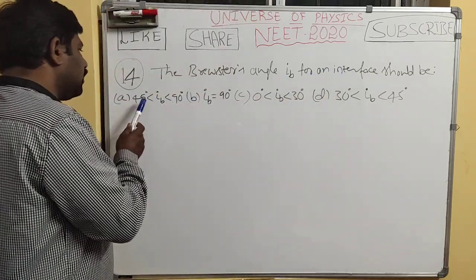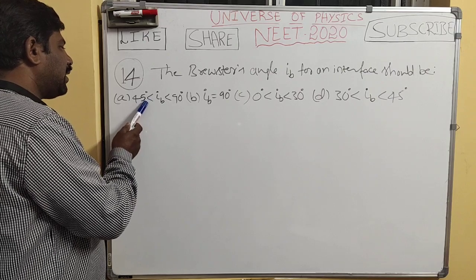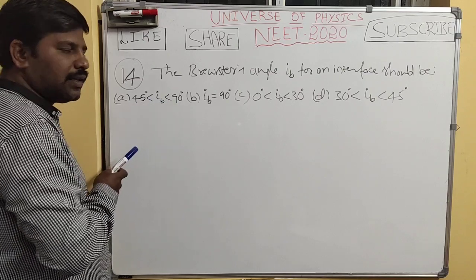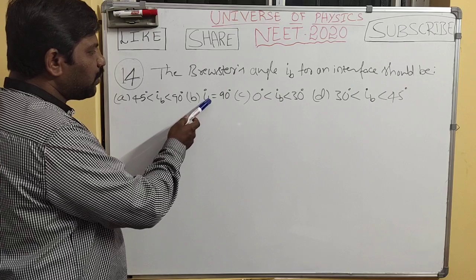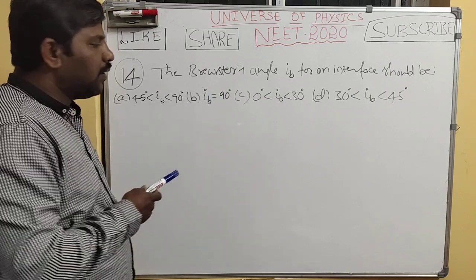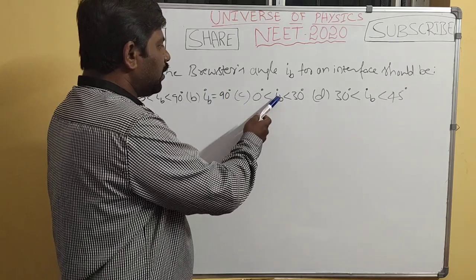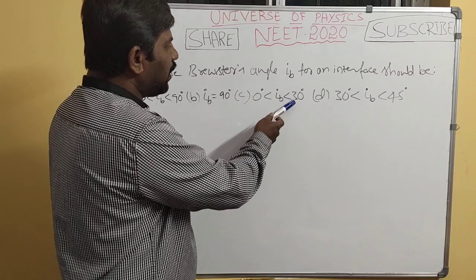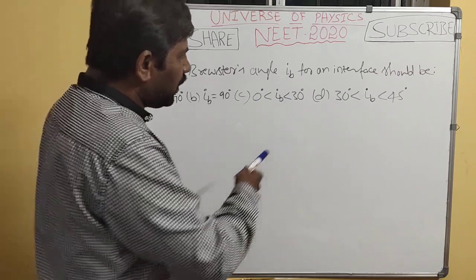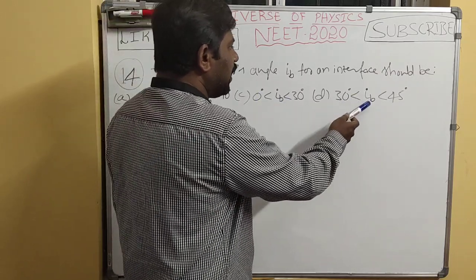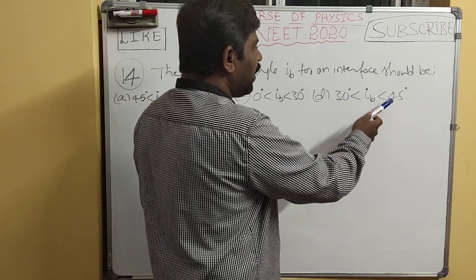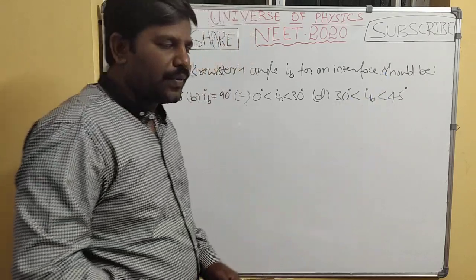Option A, the Brewster's angle is greater than 45 degree and less than 90 degree. Option B, the Brewster's angle is equal to 90 degree. Option C, the Brewster's angle is greater than 0 degree and less than 30 degree. And option D, the Brewster's angle is greater than 30 degree and less than 45 degree.